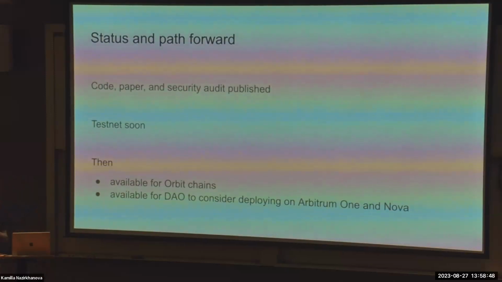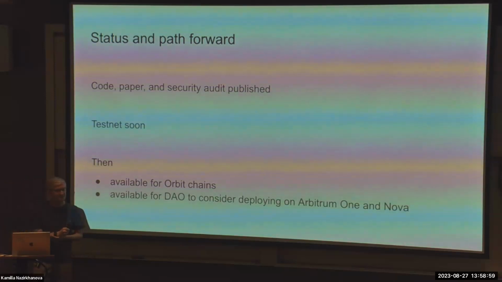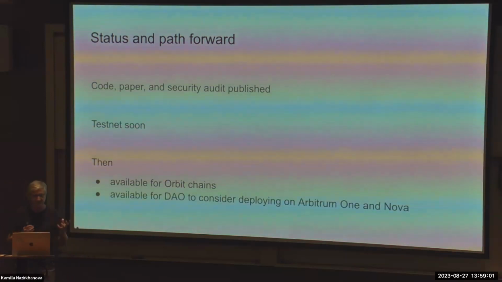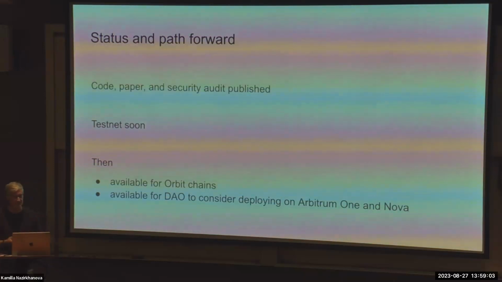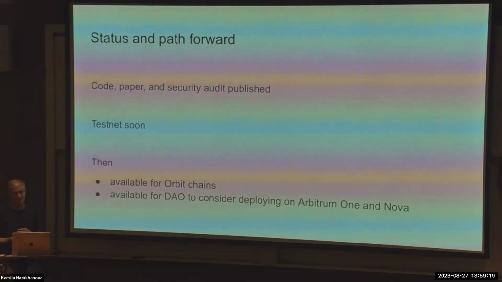All right, let me talk about the status of this now and the path forward. The working code for this, a paper describing it, and a security audit of that code and the protocol have been published on the Offchain Labs website and in our GitHub. There's a testnet coming soon. And after the testnet, this will be available for Orbit chains. That is, people who want to launch their own Arbitrum chains will be able to adopt this. And it will be available for the Arbitrum DAO to consider deploying on the flagship Arbitrum 1 and Nova chains.